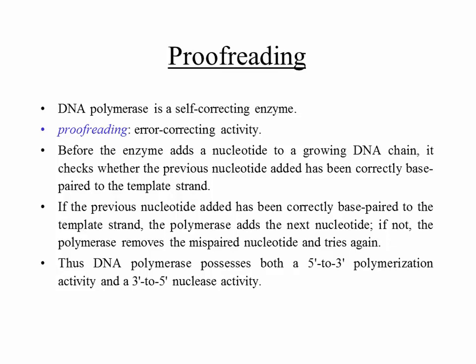Before the enzyme adds a nucleotide to a growing DNA chain, it'll check whether the previous nucleotide added has been correctly base paired to the template strand. Because if the previous one is messed up, you shouldn't be building more. You go and check your earlier work. If the previous nucleotide has been correctly base paired to the template strand, the polymerase will add the next complementary nucleotide. If not, the polymerase will remove the mispaired nucleotide and try again. So it goes back and checks its work.